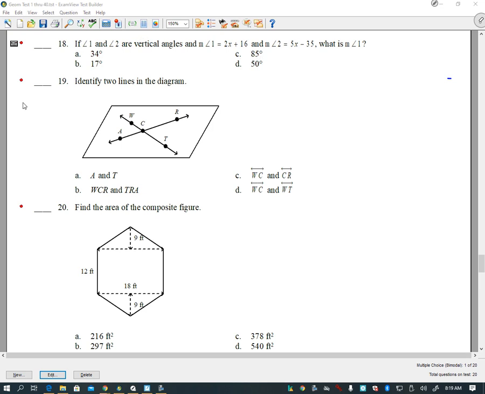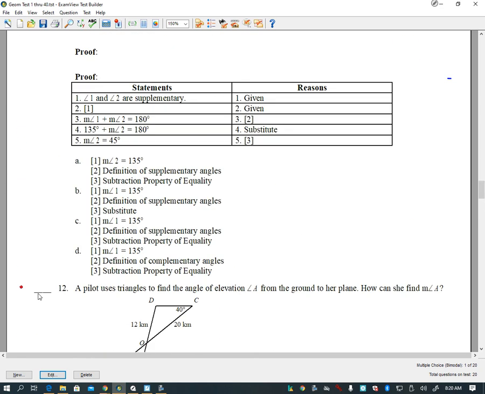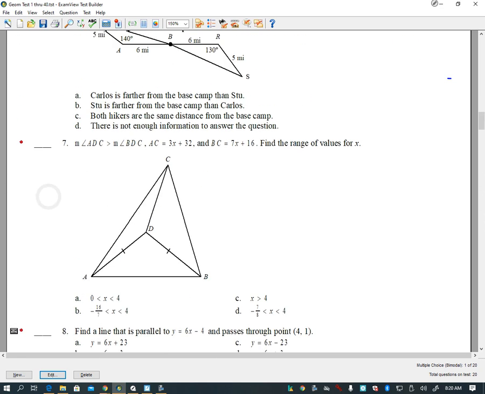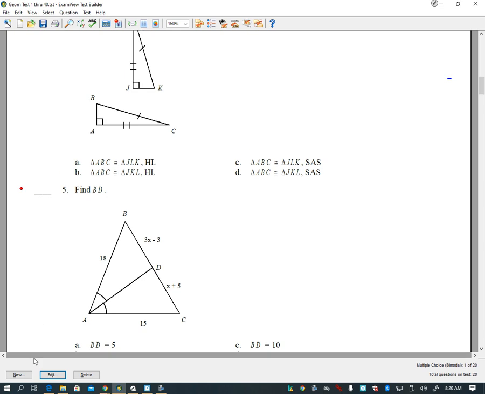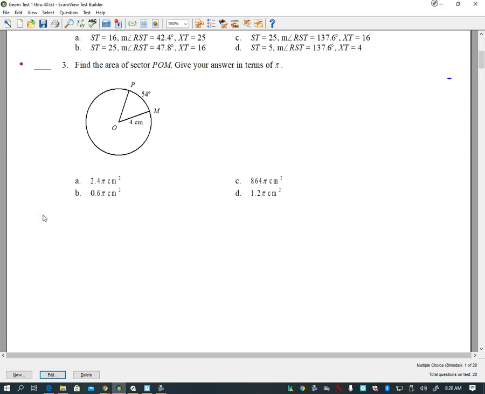Okay. Let's see, 18, we need to go back up to 3. Okay. Find the area of a sector. Give your answer in terms of pi. So first, before we can find the area of a sector, we need to know what formula we're going to use. Does anybody know? Pi r squared.